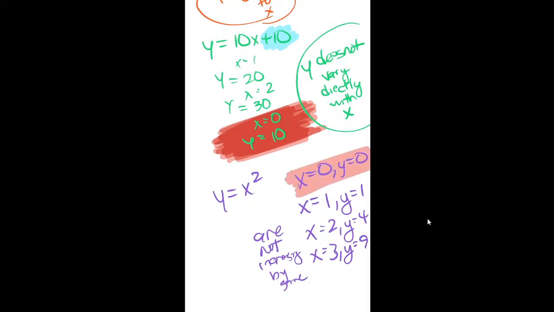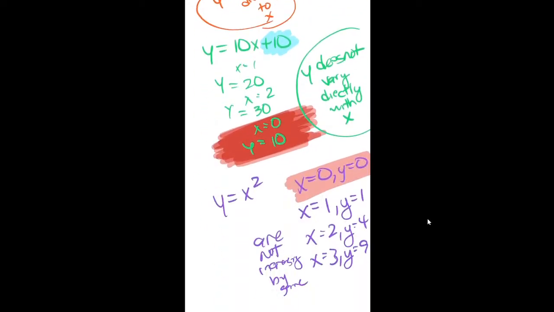Okay? So when you're talking about direct variation between two variables, for our purposes, it's linear. So you need no exponent on that x. It needs to be a regular x, and it needs to be increasing by the same amount, and it needs to be that when x is 0, y is 0. Okay? Let's try a couple.